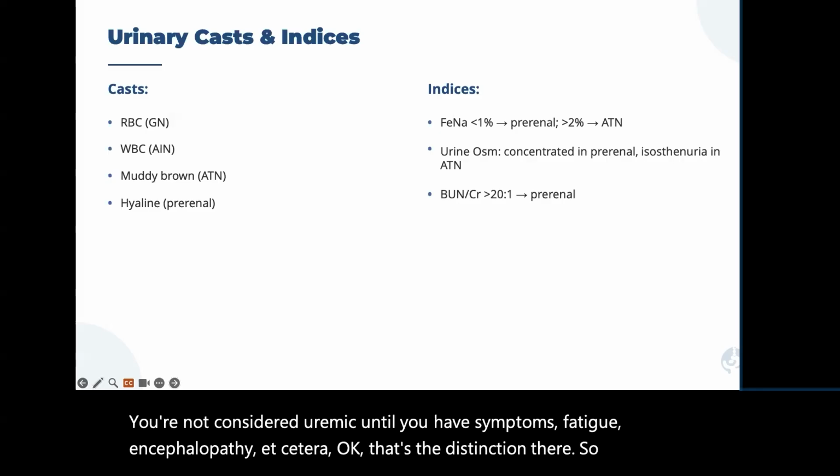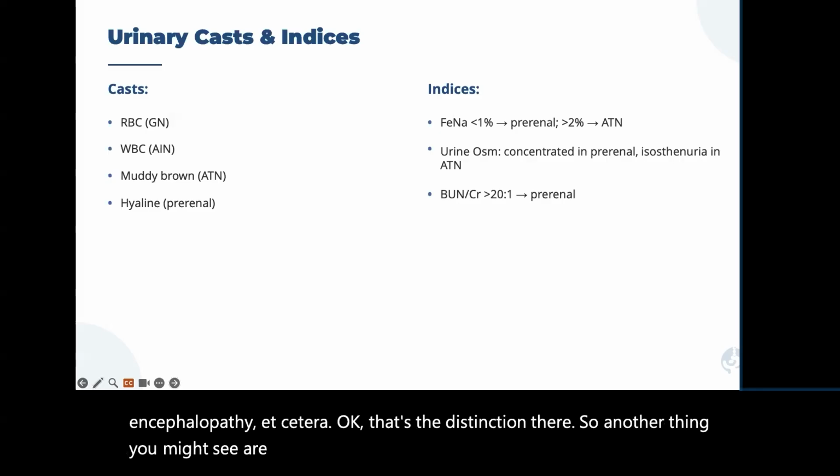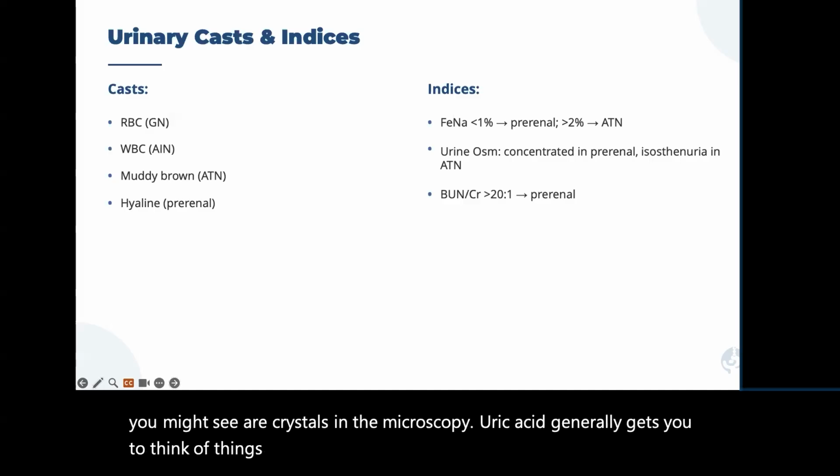So another thing you might see are crystals in the microscopy. Uric acid generally gets you to think of things like gout or tumor lysis. If you see calcium oxalate, that's ethylene glycol ingestion.